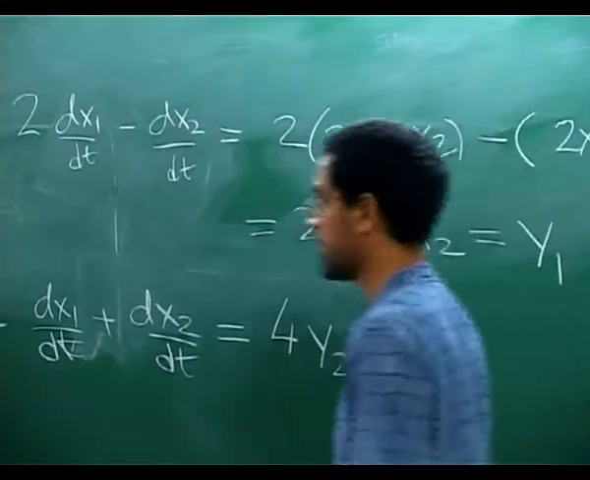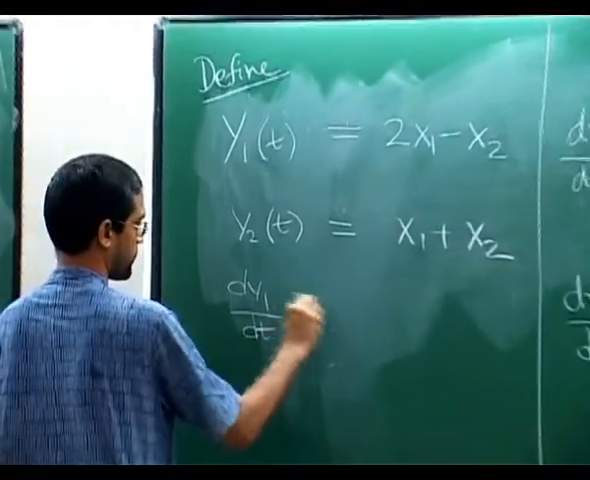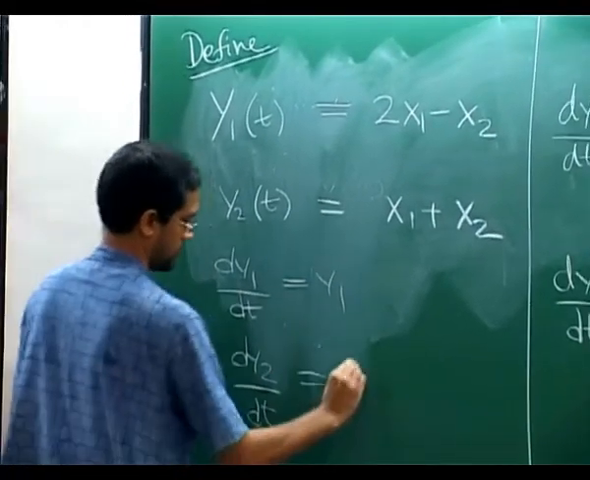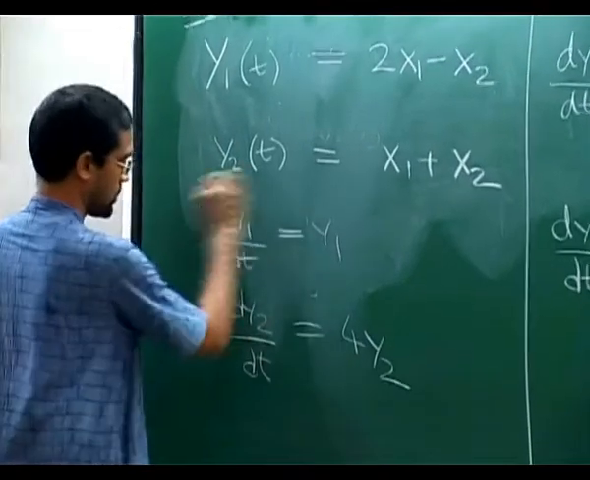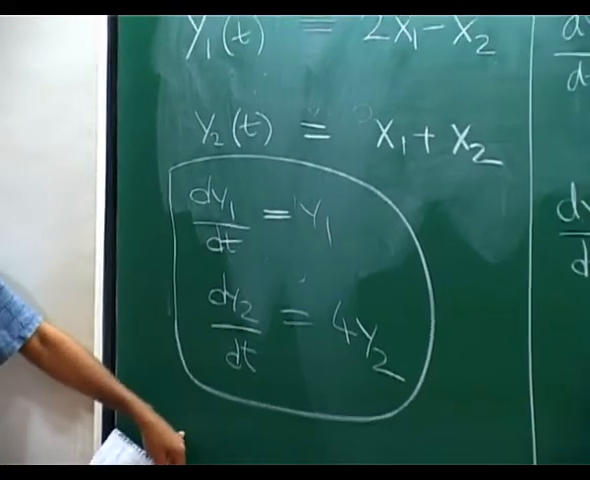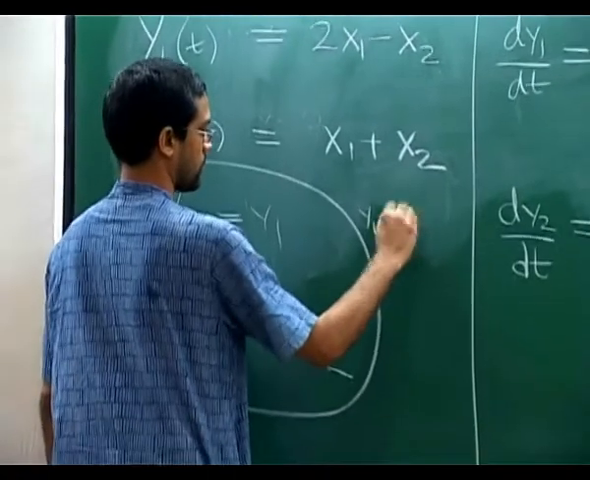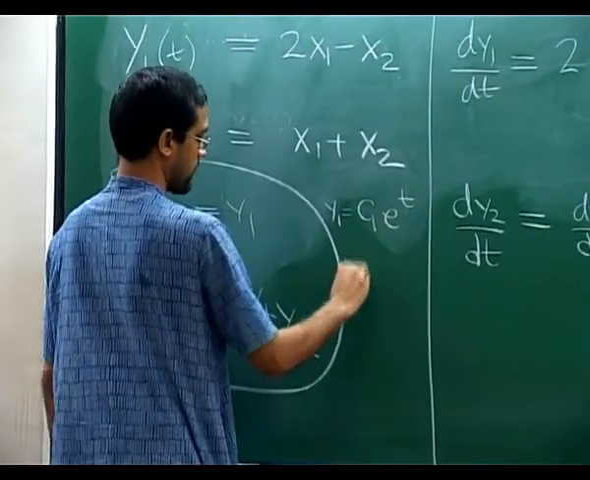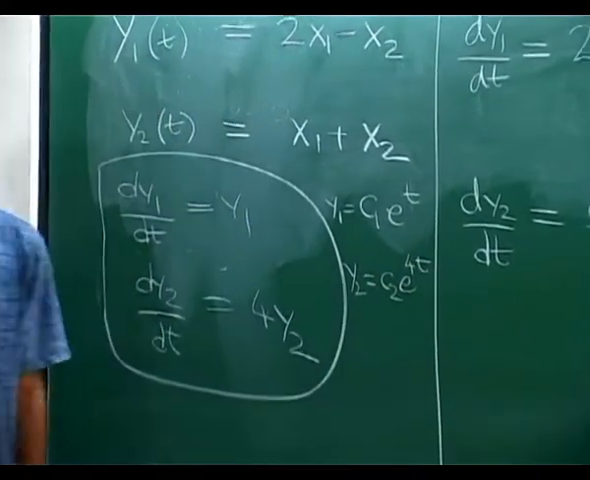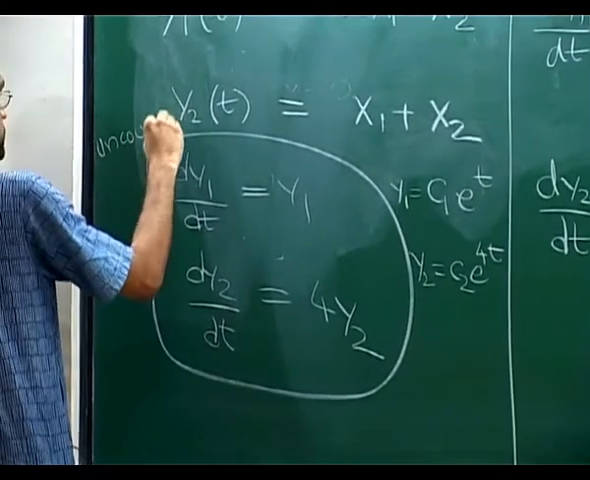So I now have a new system of equations. Let's write dy1 dt is y1, and dy2 dt is 4y2. Those are my new equations, which means I can solve them instantaneously. y1 is some constant times e to the t, and y2 is some constant times e to the 4t. So these are now uncoupled. We have managed to uncouple a coupled system of equations.